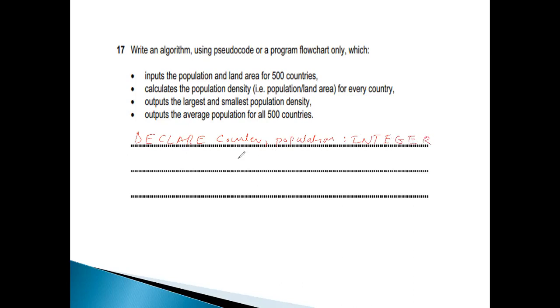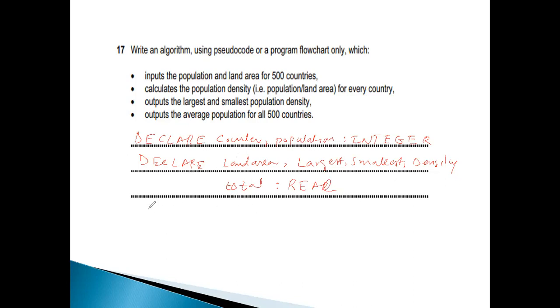Okay, what about the next variables? Next variables, declare land area, largest, smallest, density, and total. Oh, I know where I went wrong. This is really density. Real. So all these are real.